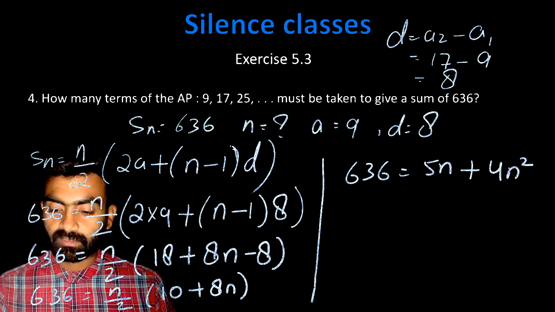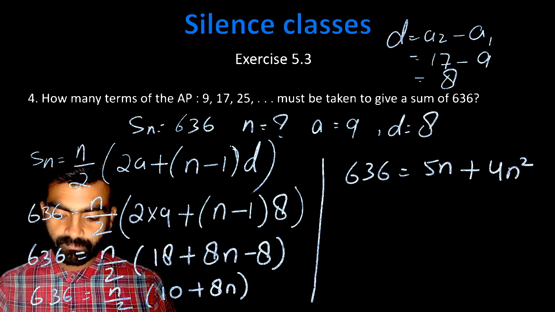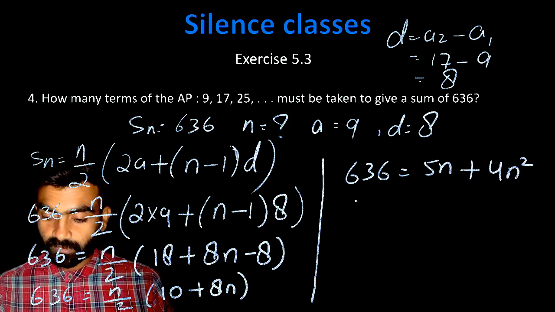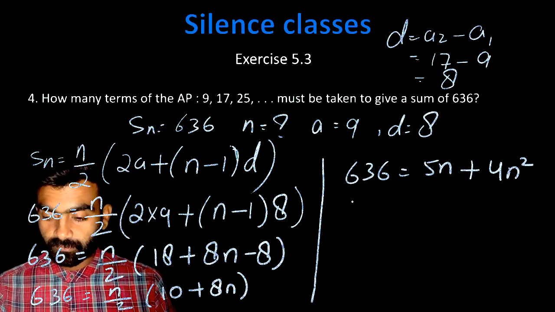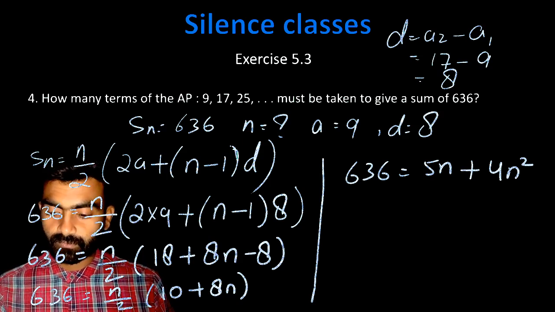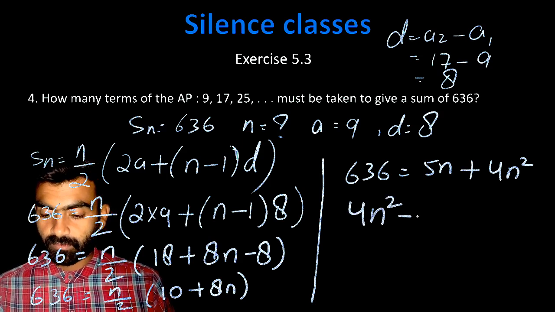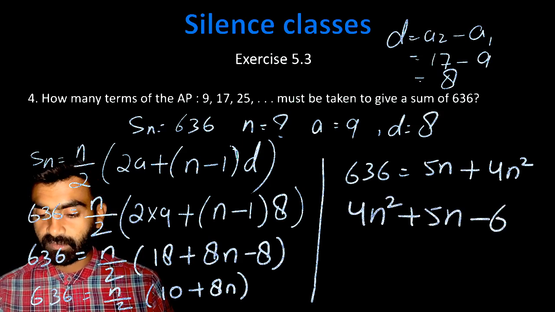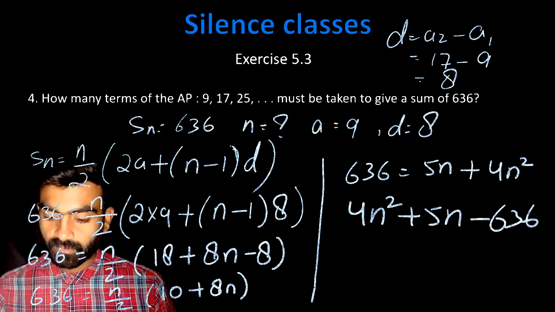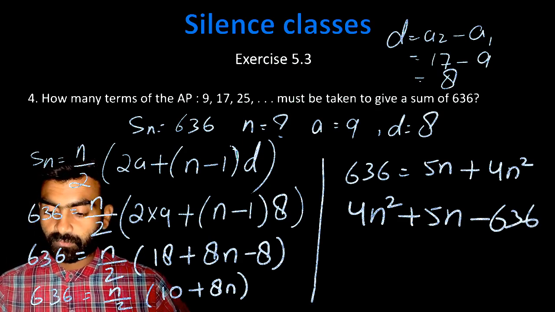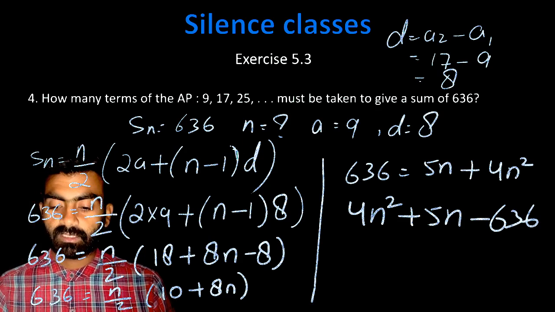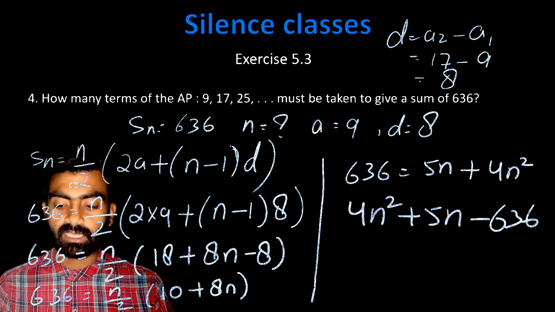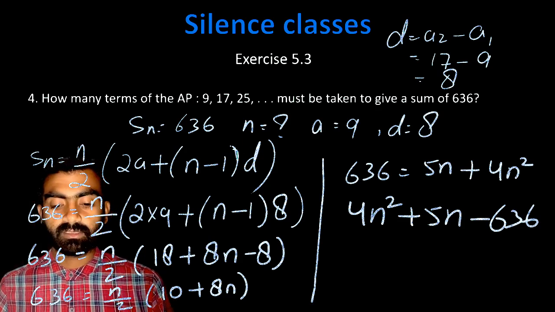Okay, so we can send it to the left hand side, and we will get 4n square plus 5n minus 636. Now what we can do is take the LCM of it, so we multiply first of all and take the LCM.